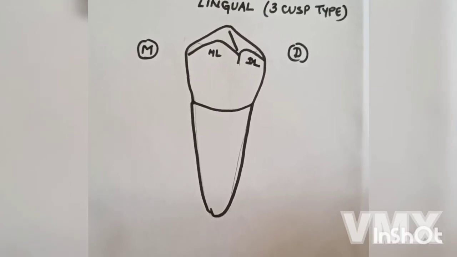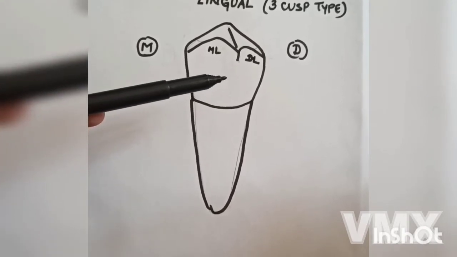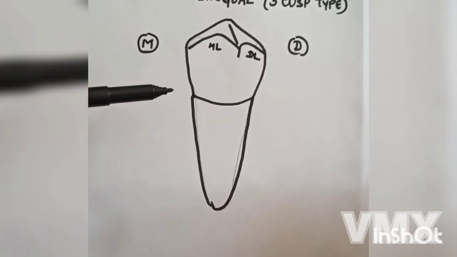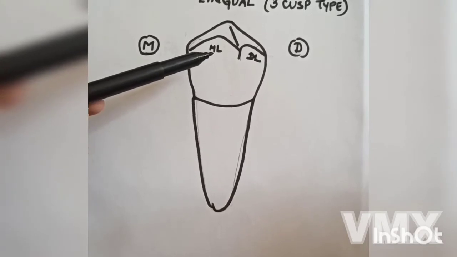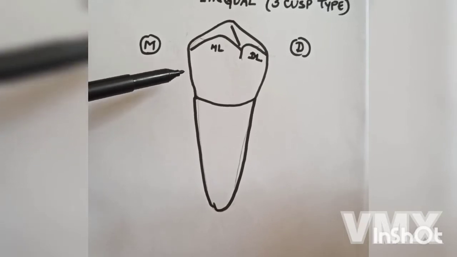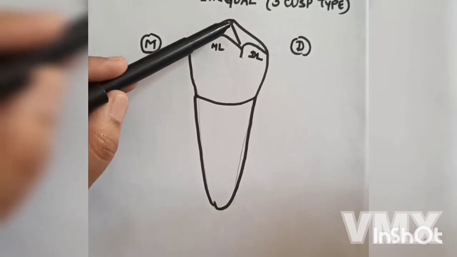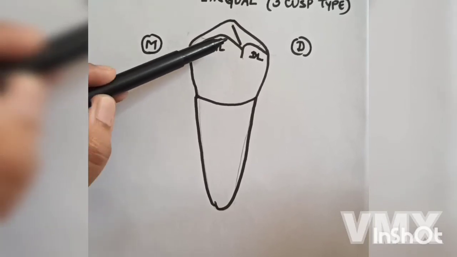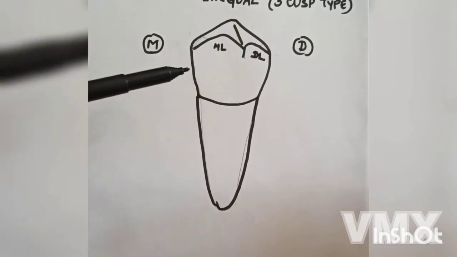Now from the buccal aspect, we already saw the buccal cusp is larger than the lingual cusps. So from this aspect, we see all three cusps in the three cusp type. This is the buccal cusp, this is the mesiolingual cusp, and this is the distolingual cusp. When we talk about the crown, the main difference is in the occlusal aspect. The occlusal aspect shows all three cusps: the buccal cusp which is longer, and the mesiolingual cusp which is wider and taller than the distolingual cusp.